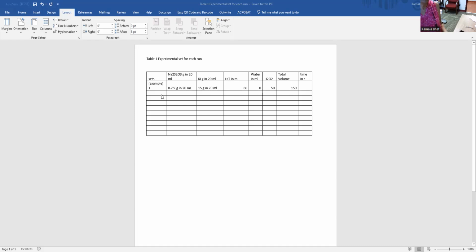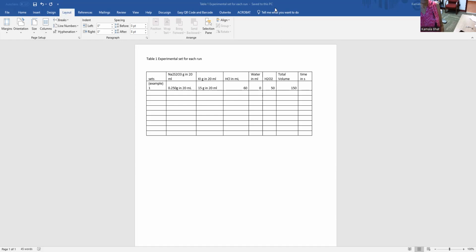Now, to get the total volume, you add up all the volumes in the row that you have set up. So in this way, you set up all the rows that you need, like with the numbers 1, 2, 3, 4, so that you know exactly which set contains what chemicals, and there is no confusion. Now, how do I get 150? 20 plus 20 is 40. 40 plus 60 is 100, plus 50 is 150. We did not add any water over here.